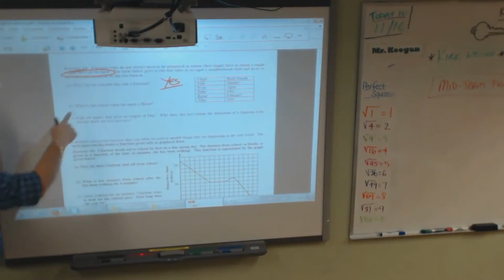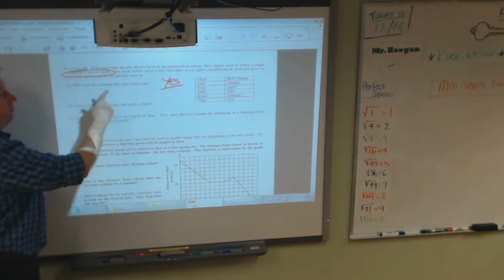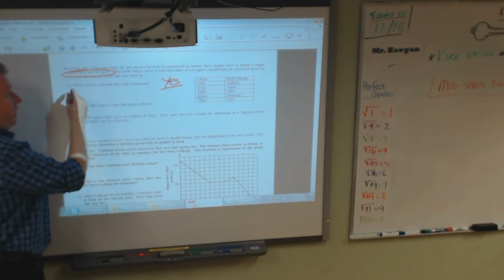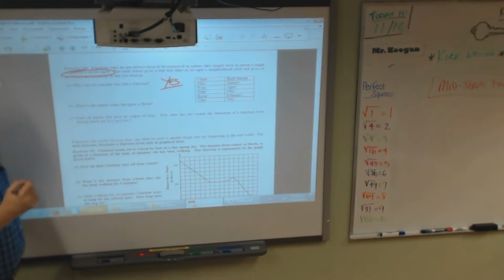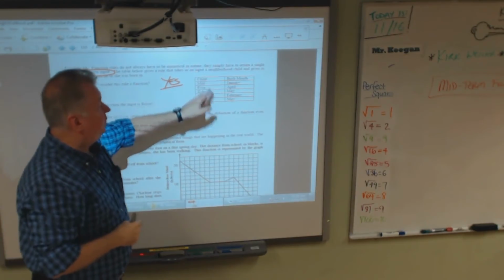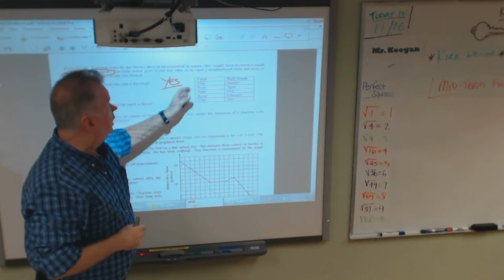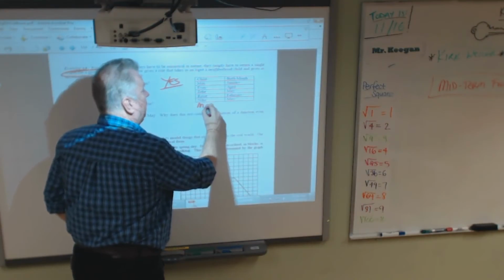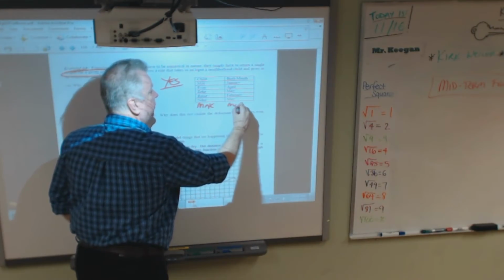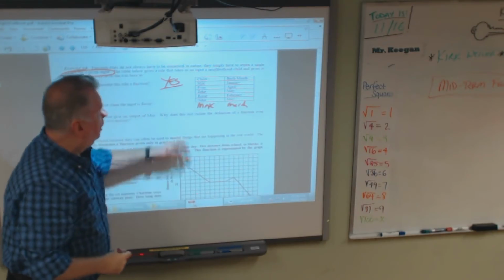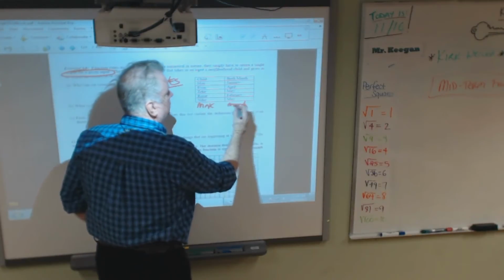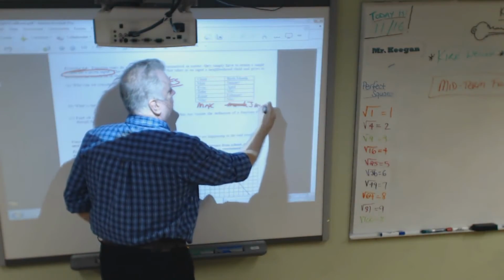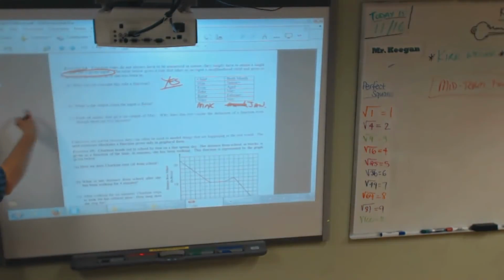Okay? So it says, why can we consider this a rule of function? It's because every child can only have one birth month, right? So every time you put Max into this function, it's going to return you January. You can never put Max in, and it gives you March, right? That can't happen. Whenever you put Max in, it has to give you January. So just write, because each child has only one month they were born in, okay?